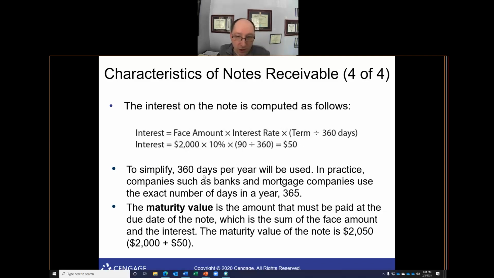To simplify it, 360 days is a common practice for businesses because there are only 360 banking days in a year. That means there are 5 bank holidays every year. Maturity value is how much will be paid back in total. In this case, $2,050. It's the face value plus interest.